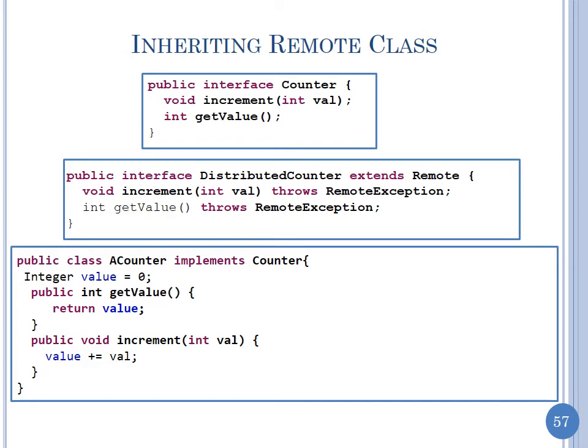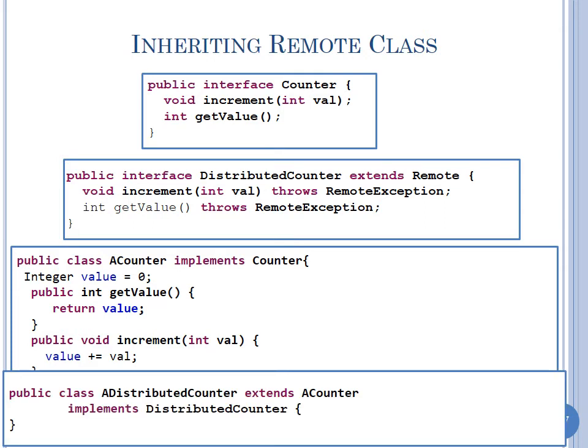It had integer value equals 0, public get value, public increment, but it did not implement distributed counter. So what I did in the previous slide was I created a new class, a distributed counter, where I copied all the methods in a counter. They were identical. There was no change to the methods, and all I did was change the implements clause. I did that because I wanted to show the relationship between the method headers and the interface, the class headers and the interface headers. But I needn't have done that.